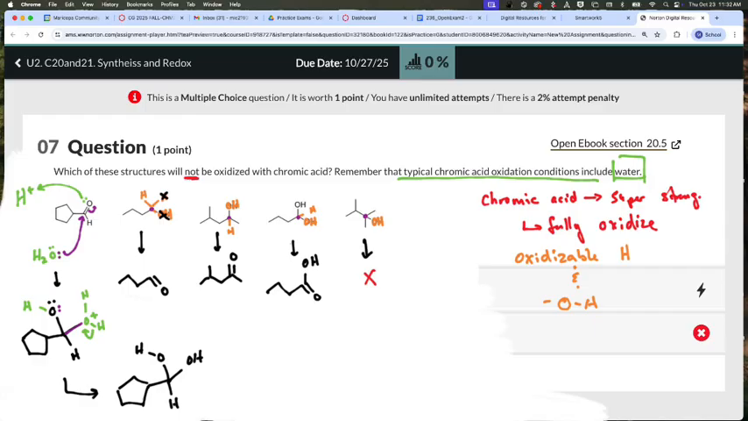Do I have an OH? Yes. Do I have an oxidizable hydrogen? Yes. Which means that particular reaction will oxidize. It will continue down to get me the carboxylic acid. Okay. So there's a string of chemical reactions associated with that.